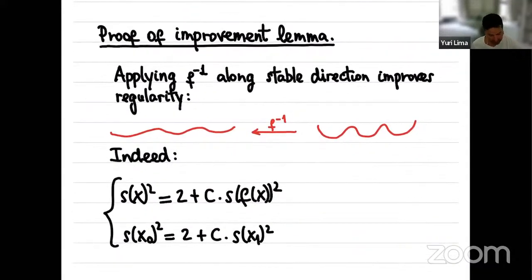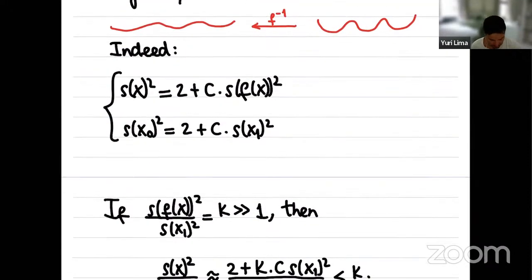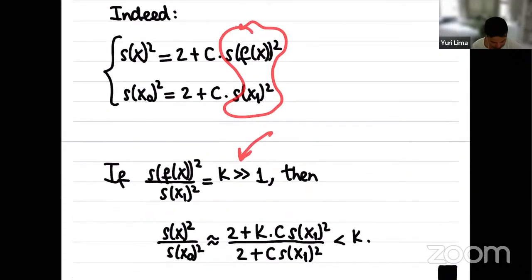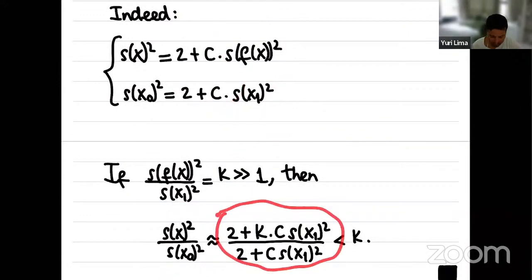You relate the S of x with the S of f of x. It is like 2 plus a constant times the original one. And the same thing for x0, more or less. So if you calculate this ratio with respect to this ratio, then you see an improvement in these ratios. So if this ratio is k, and if it's bigger than 1, much bigger than 1, then the new ratio is basically this, which is strictly smaller than k.